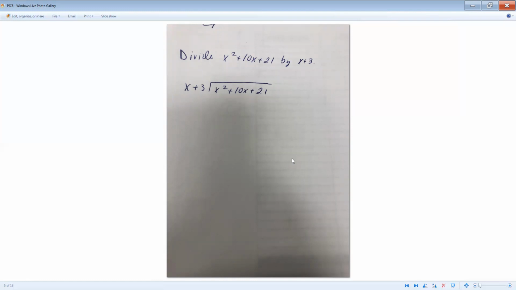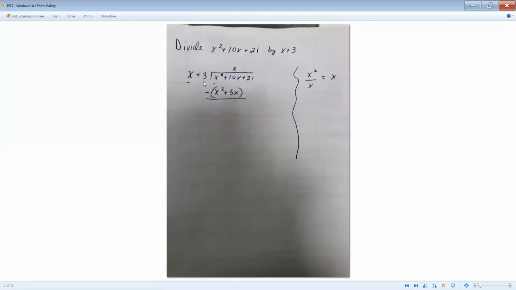Here we want to divide x squared plus 10x plus 21 by x plus 3. Just like we did with 26, we take the x plus 3, place it on the outside. X squared plus 10x plus 21, place it on the inside. Now we're only going to compare the first terms of each. We ask ourselves, how many times does x go into x squared? Or you can look at it like this, x squared divided by x. It's just x. So we place that as the first part of our quotient, our answer.